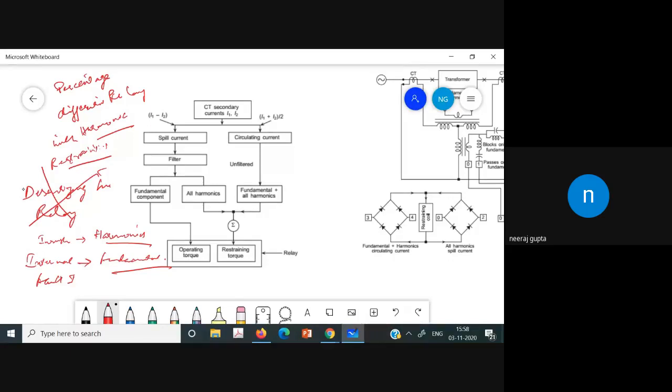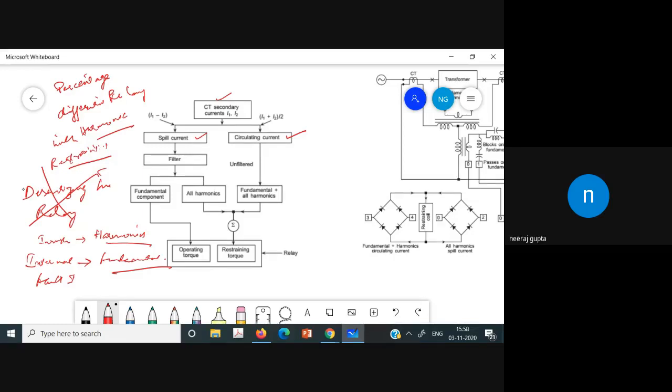Now, as we know, there are different harmonic contents in the inrush waveforms. Let us suppose that for the fundamental, we will have 100%. For the second harmonic, we have 30 to 70%. Third harmonic, we will have 10 to 30%. Now, what we do, we will have the current which is coming from the CT secondary. We segregate the current as the spill current and the circulating current.